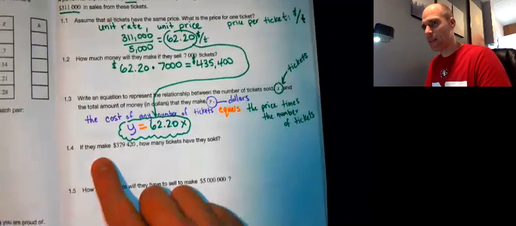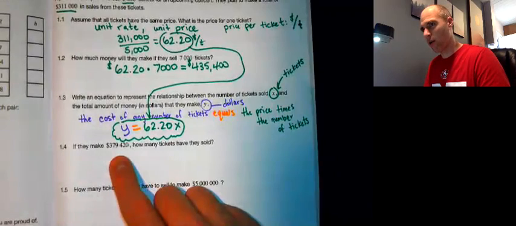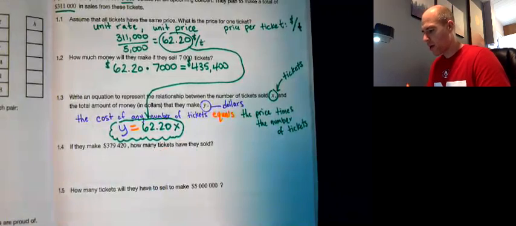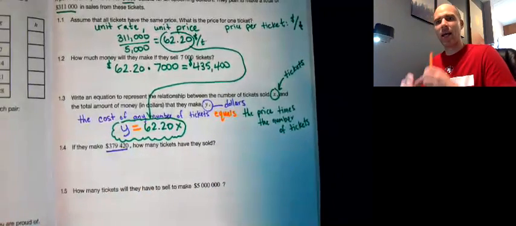All right. So here it says, if they make $379,420, how many tickets will they have sold? So the first thing I notice is that the value that they've given us is an amount of money.